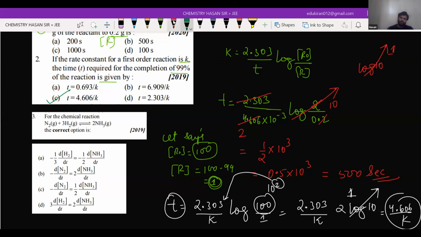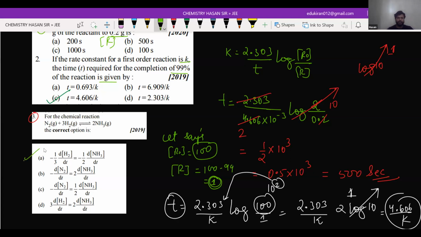What is the answer for question number 3? This is also very easy. One minute time, solve. Question number 3, what is the answer? You need to calculate the correct option for this.